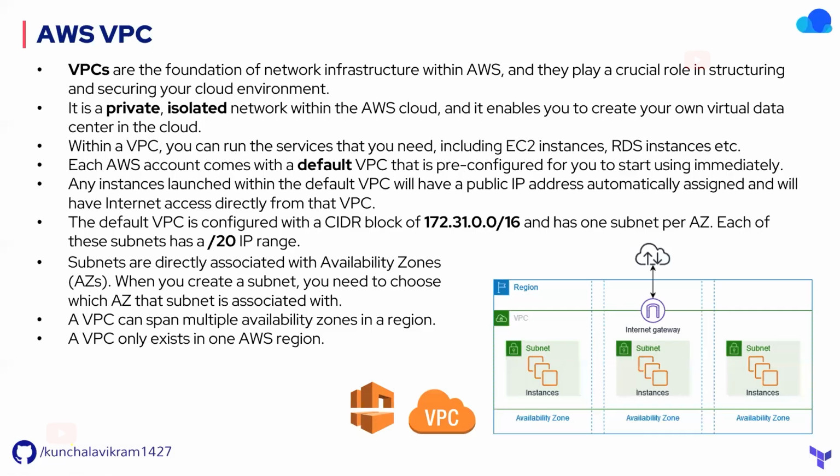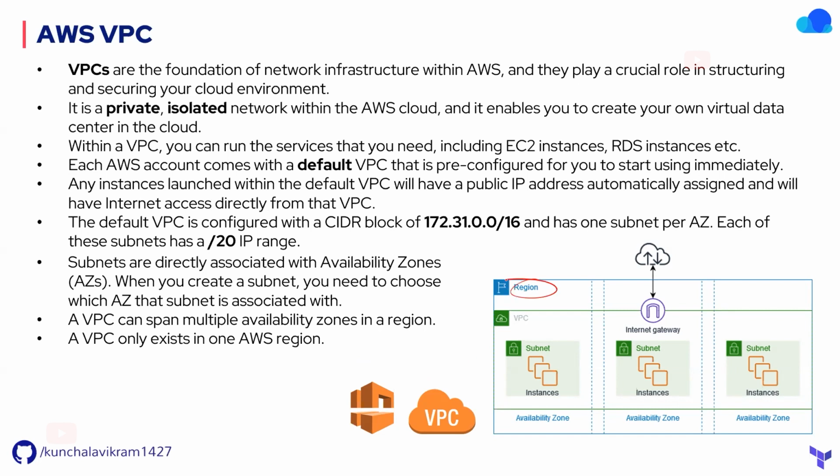Now let's talk about VPC, that is, AWS VPC. So we know what AWS VPC is, right? It is a private isolated network within your AWS cloud. This is basically the foundation of network infrastructure within AWS, and it plays a very important role in structuring and securing your whole cloud environment. Within VPCs you can create multiple subnets, and within each subnet you can run your own instances, like EC2 instances or RDS instances.